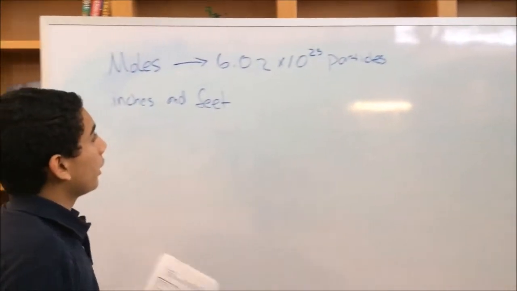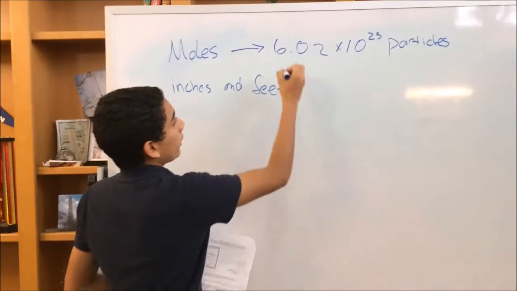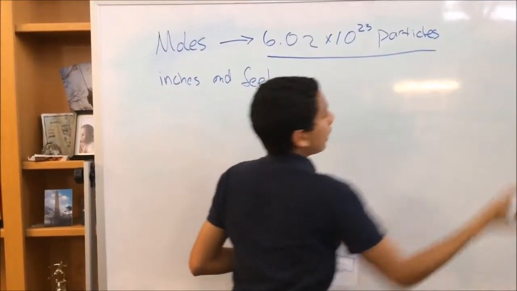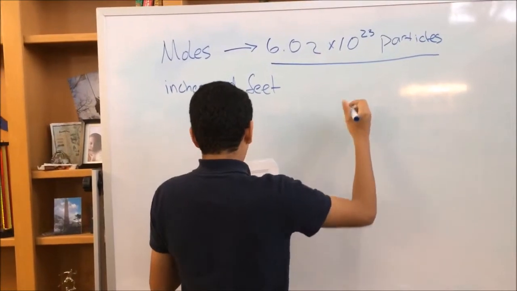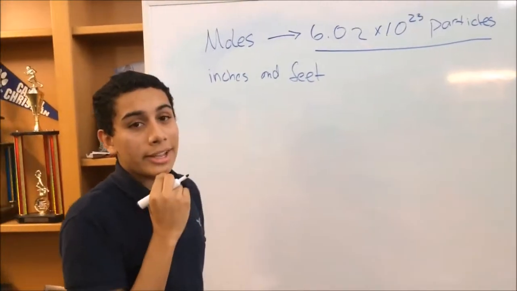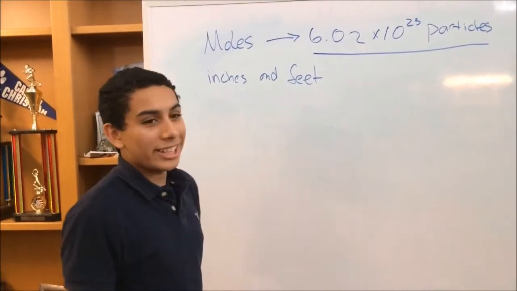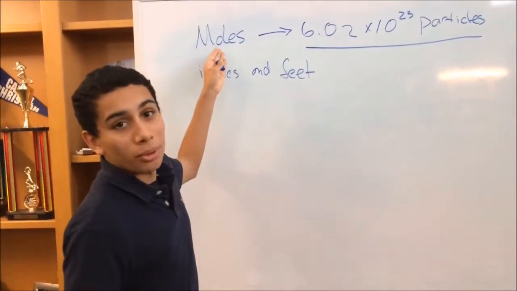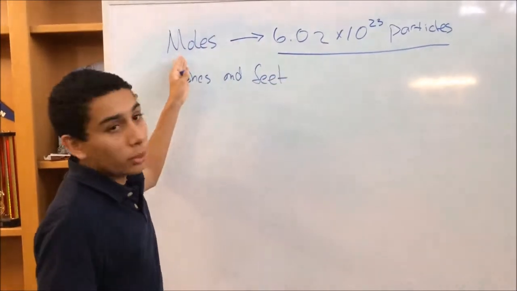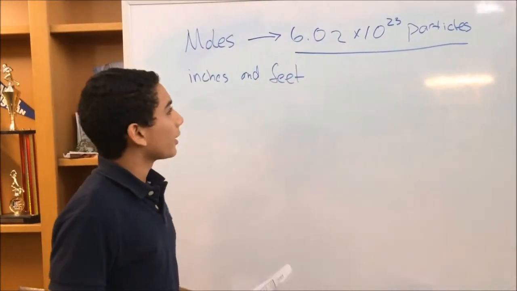And this number is known as Avogadro's number, and he is a dead guy who we use his numbers so we can convert particles into moles or moles into particles.